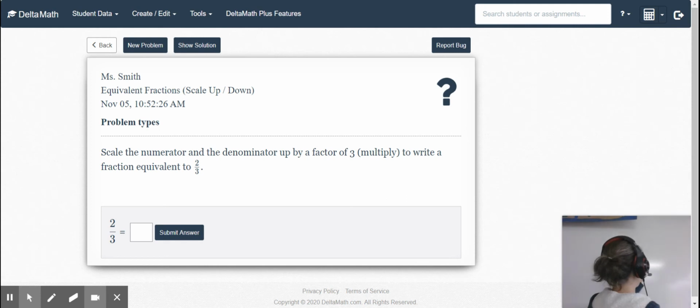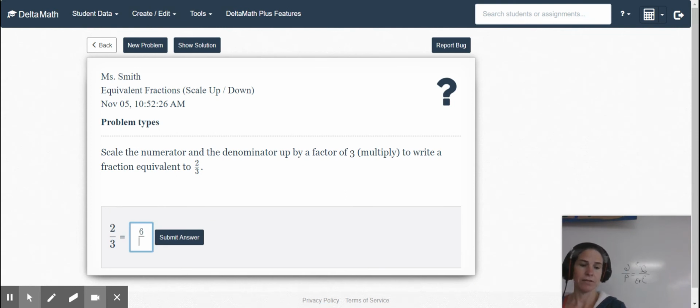So I have 2/3. I'm going to scale up by using multiplication. I multiply my numerator and denominator by 3, and I end up with 6/9. Where it says submit answer, you click in the box, type 6, and then I use the little slash button in my keyboard, 6/9, and submit.